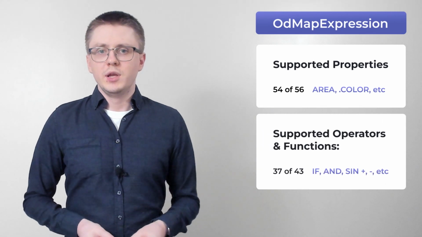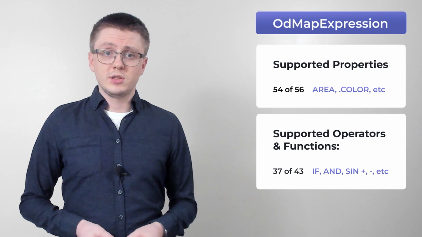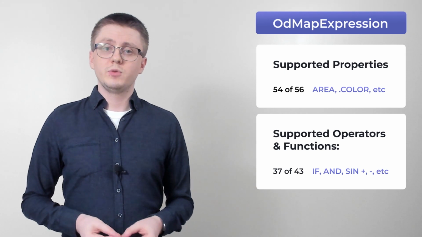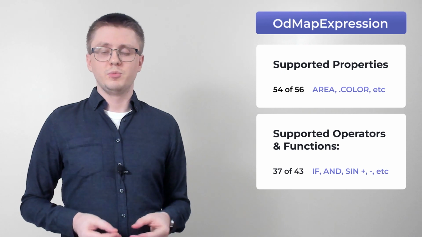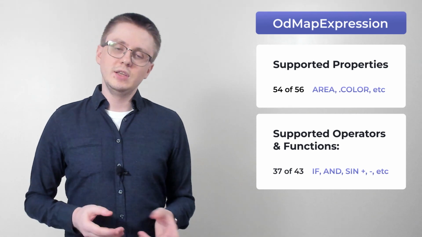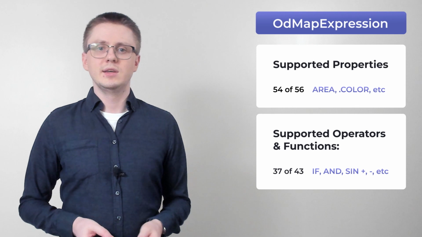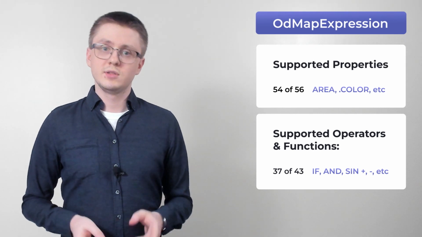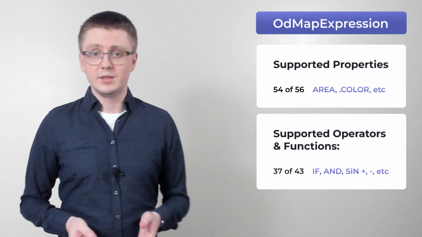For example, every style property can be calculated as a result of expression execution over an entity. Expression can be quite complex, as it supports near 40 operators and functions, such as if, and, plus, minus, sinus, and etc., and near 50 specific entity properties, such as entity color or entity area.